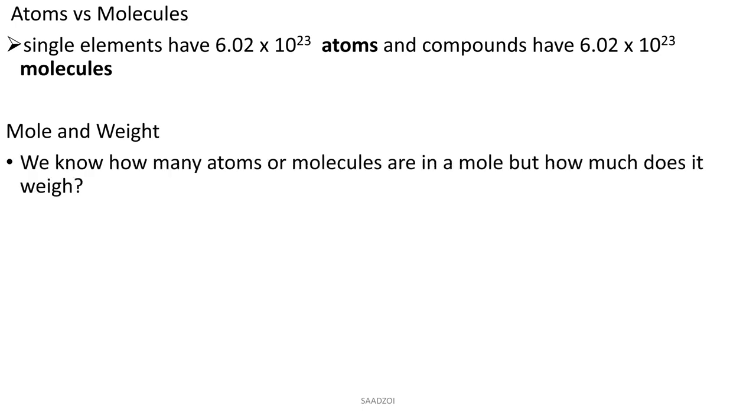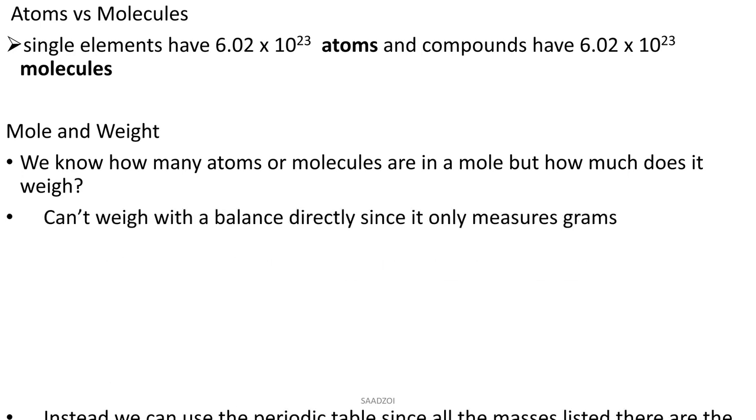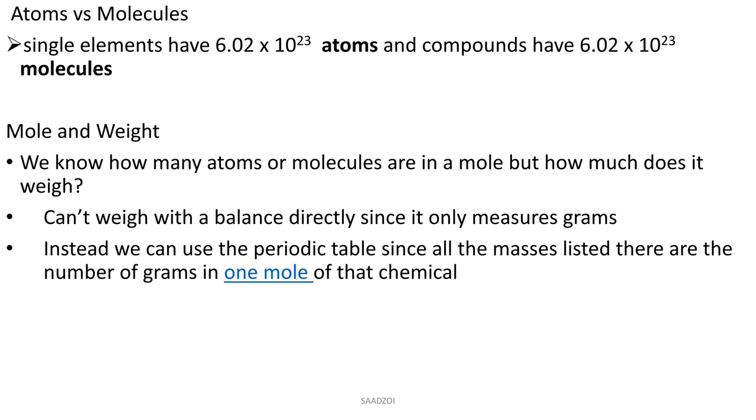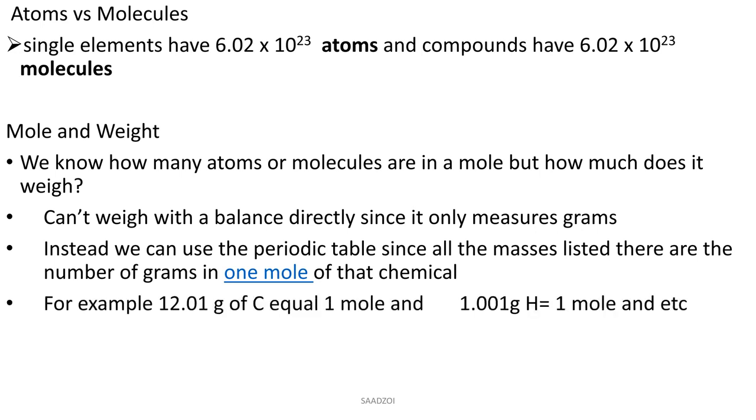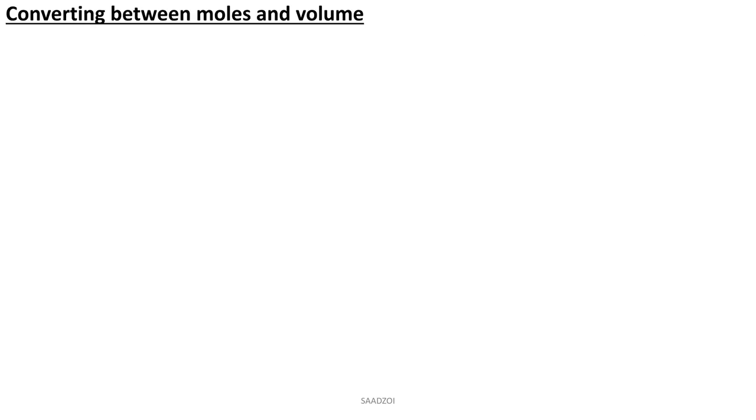Mole and weight: you can't really measure the mole directly because there is no balance or equipment piece designed for it. But what you can do is get the mass of a substance and go from grams to moles using the periodic table, what's called the molar mass. So what is the molar mass of a substance? Well, that's just the number below every symbol, like we said earlier. So everything in the periodic table is exactly 1 mole. All those masses you see in the periodic table equal exactly 1 mole of that substance. For example, 12.01 grams of carbon is equal to 1 mole, 1.001 grams of hydrogen is equal to 1 mole, and so on and so forth.